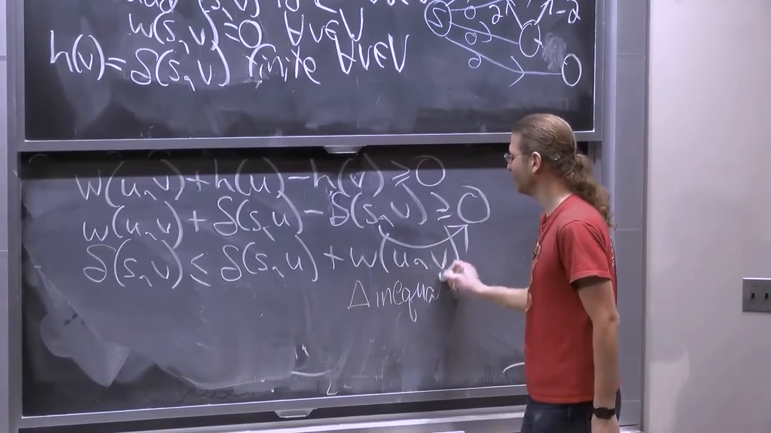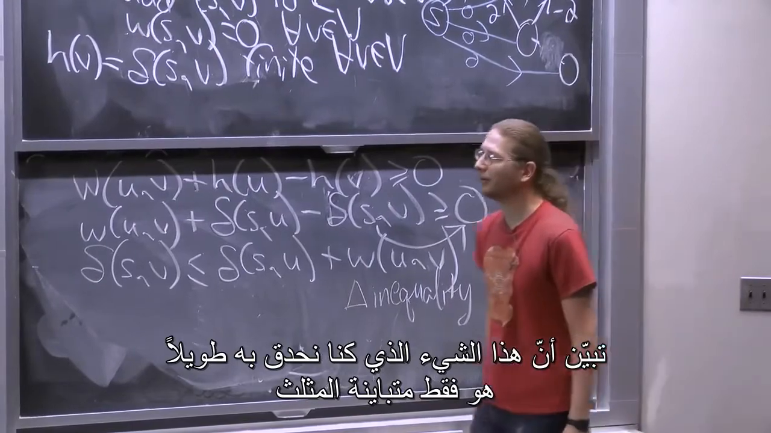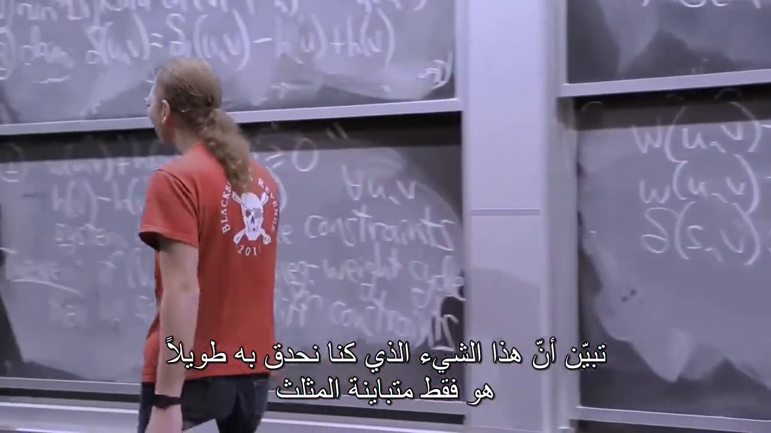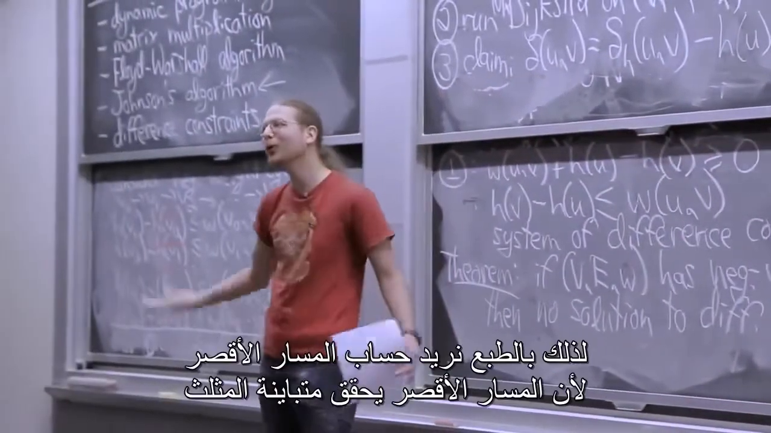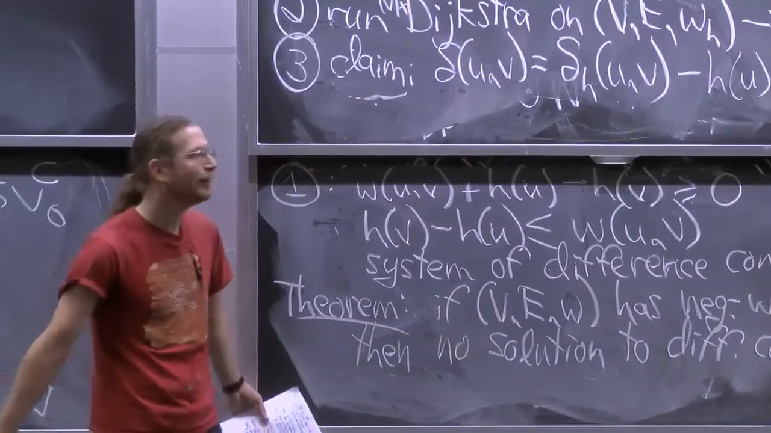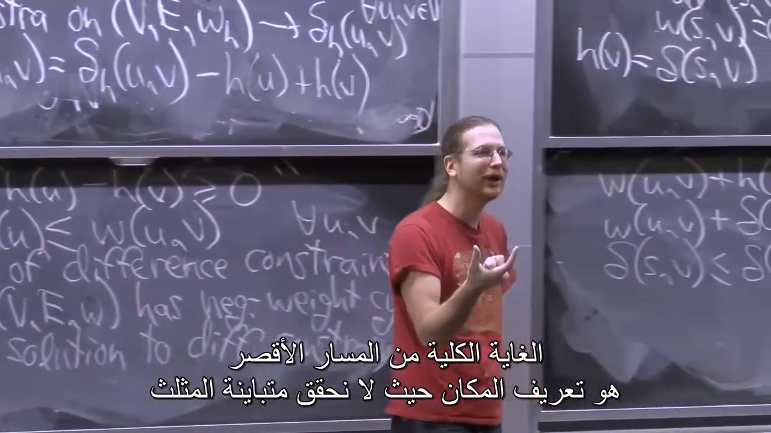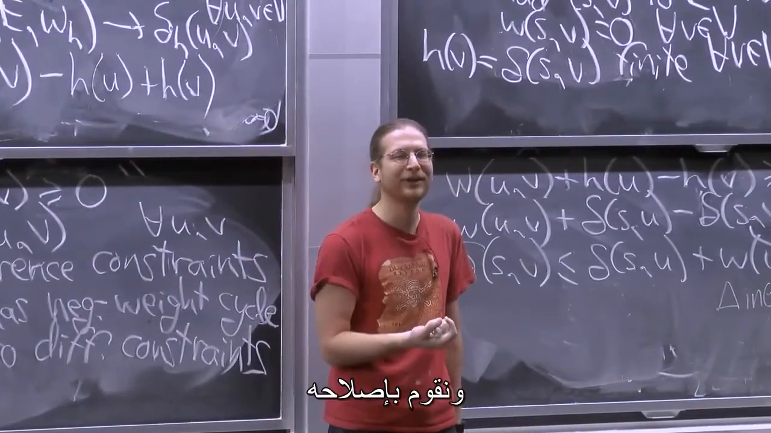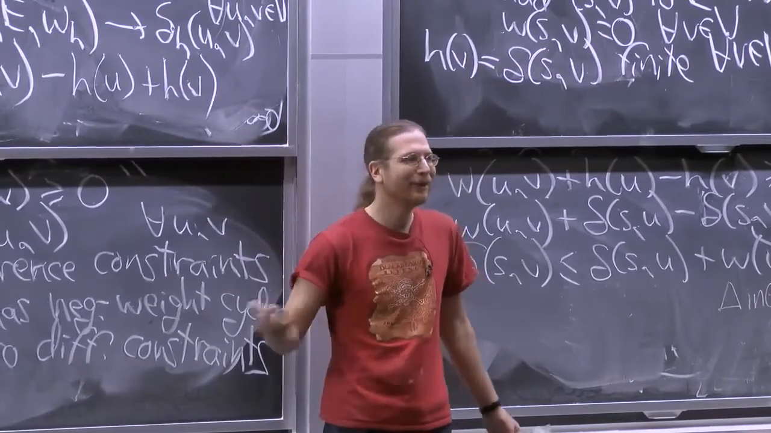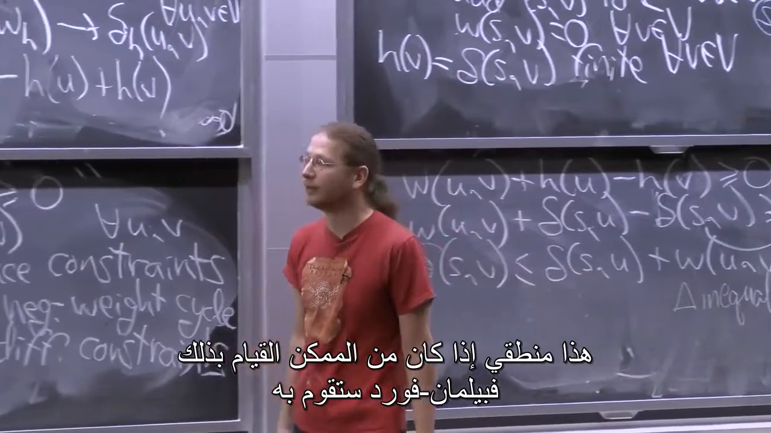It turns out this thing we've been staring at for so long is actually just triangle inequality. So of course we want to compute shortest paths, because shortest paths satisfy triangle inequality. The whole name of the game in shortest paths is to find a place where you don't satisfy triangle inequality and fix it. So if that's possible to do, Bellman-Ford will do it.